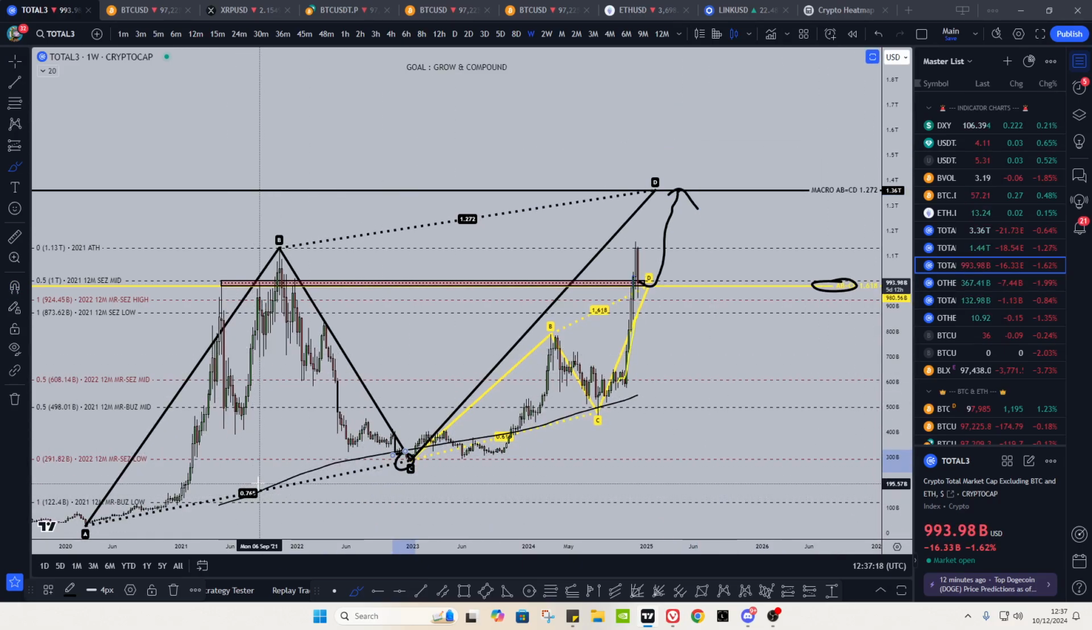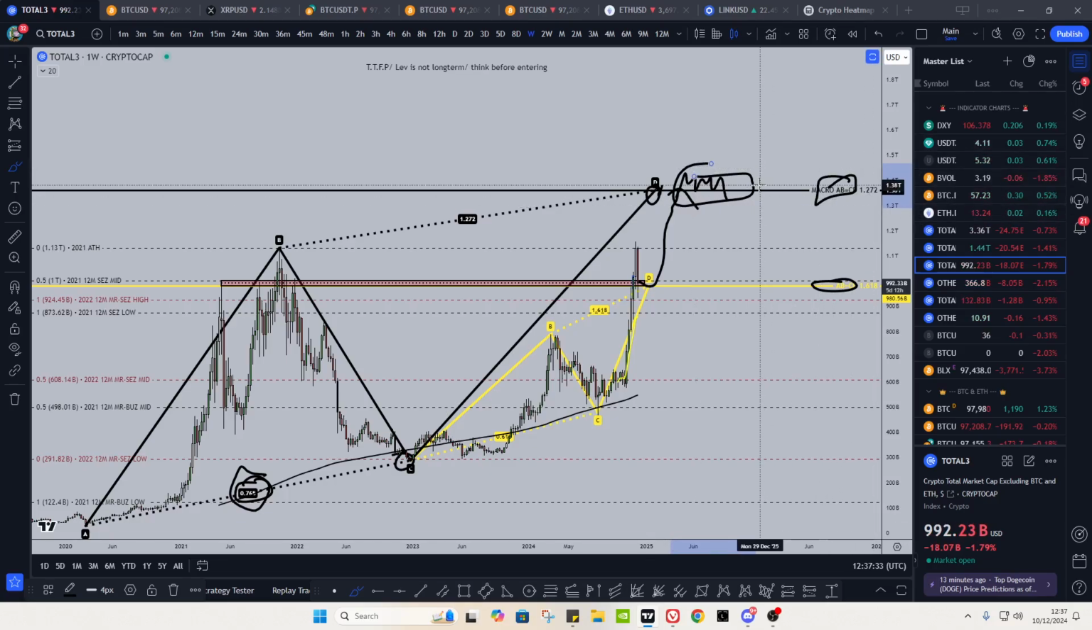It's not a perfect 786, but in my opinion, just close enough on the macro. That is, again, an ABCD, somewhere around here. Don't take this as gospel, since that's not a perfect 786, right? You might get some chop in this area, but somewhere around here in this region is where I'd expect the next target to be for total 3.